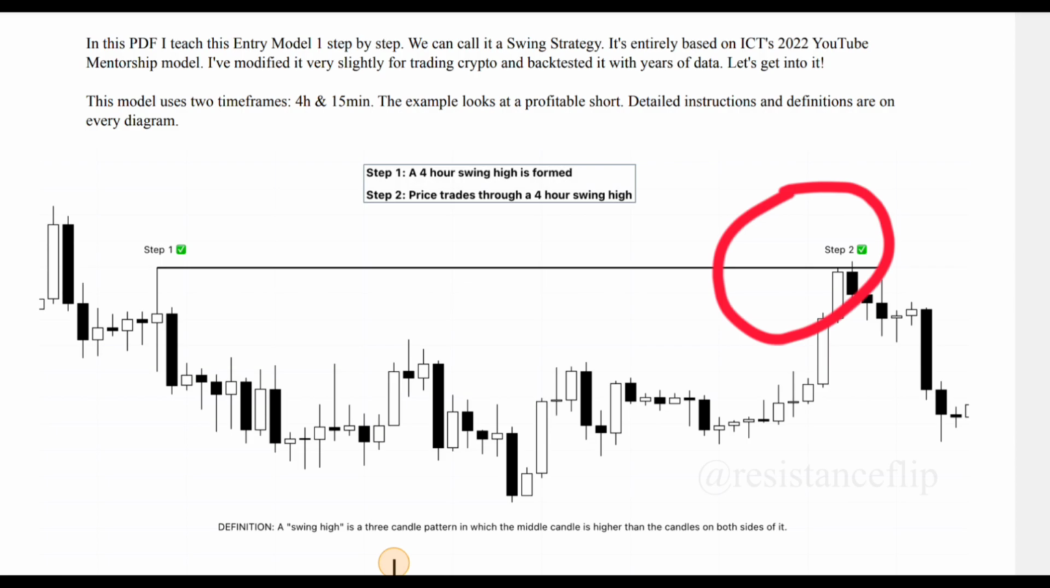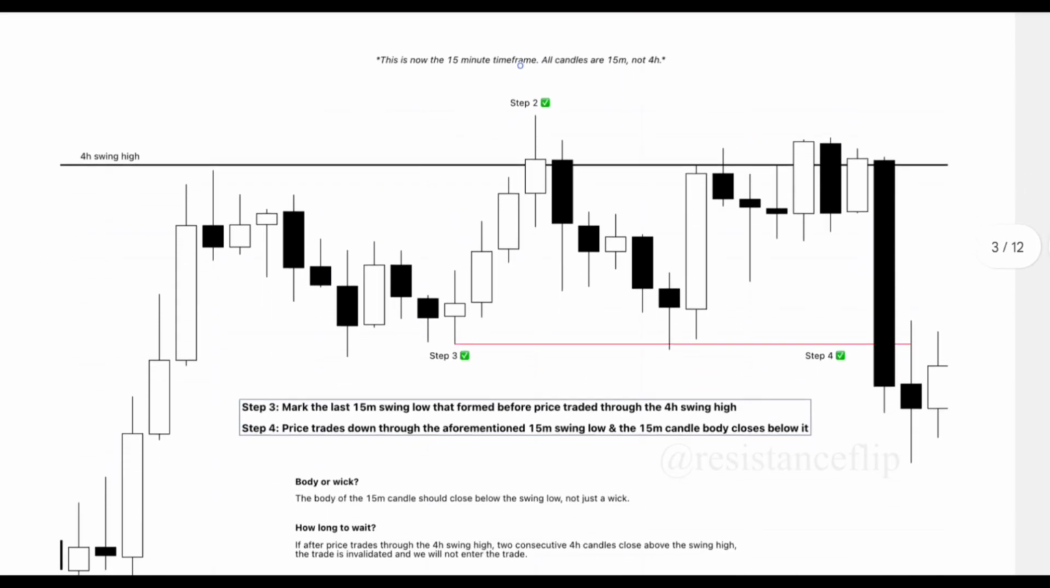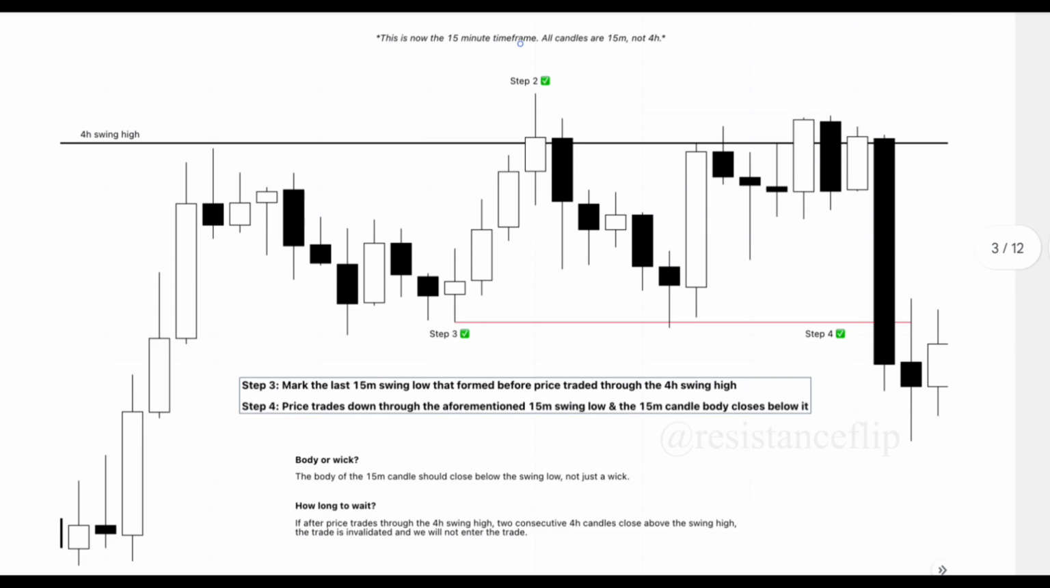Now we will discuss step number 3 and 4, and here you can see these are all candles of 15 minutes. You can see a 15-minute chart here, and step number 3 is that you get a sweep of the swing low that formed before the sweep of that swing high. You can see this was the swing low before it swept the 4-hour swing high. So you draw a line here, and then in step number 4, price sweeps that swing low on the 15-minute chart. You can see this candle swept these lows.